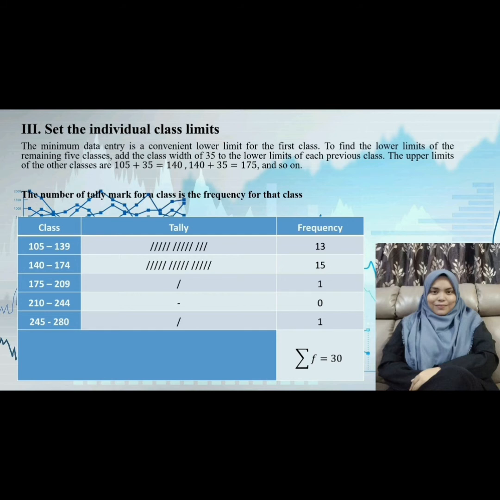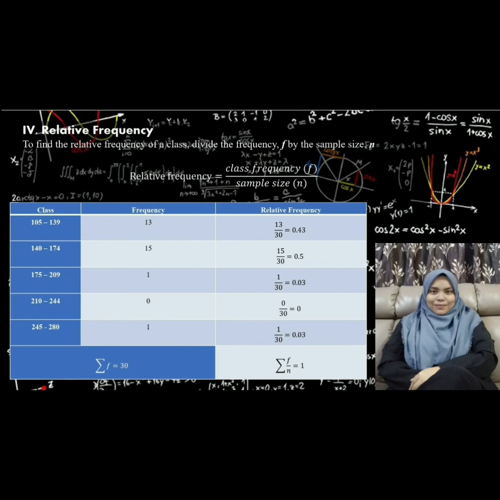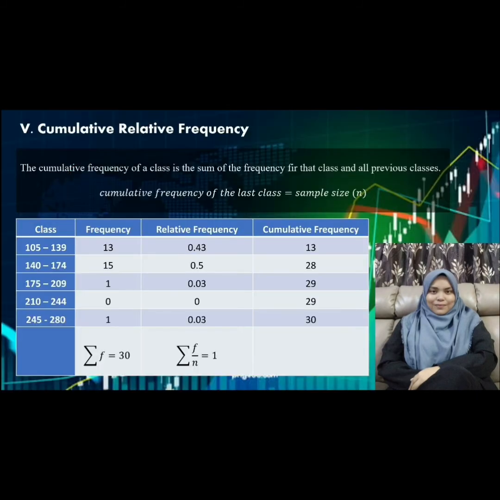Here is the table of the number of tally marks for a class, which is the frequency for that class. Relative frequency: to find the relative frequency of a class, divide the frequency f by the sample size n. Cumulative frequency: the cumulative frequency of a class is the sum of the frequency for that class and all previous classes. So the cumulative frequency of the last class equals the sample size n.